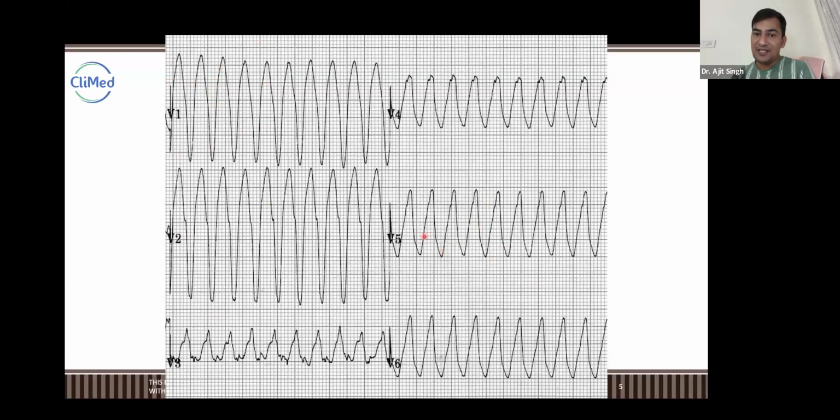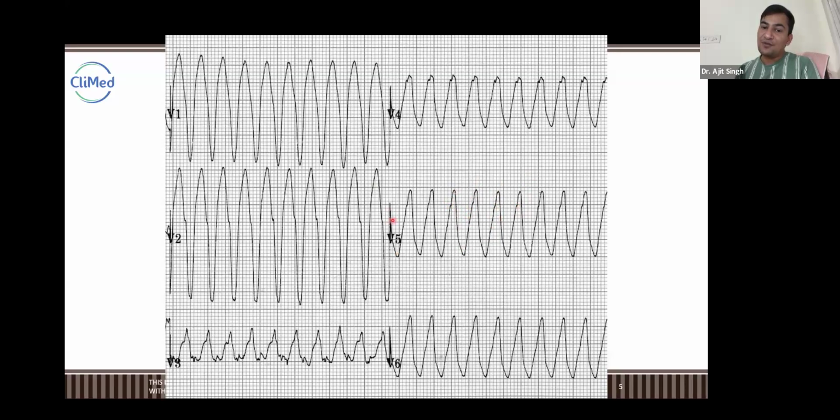Here, if you look at this, from here the Q is starting, it is going positive, it is going upward. The QRS complex is going upward from here.